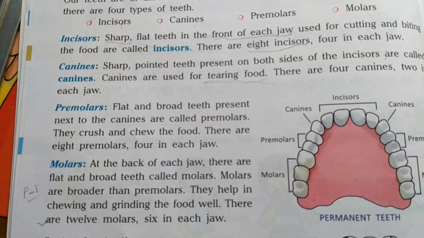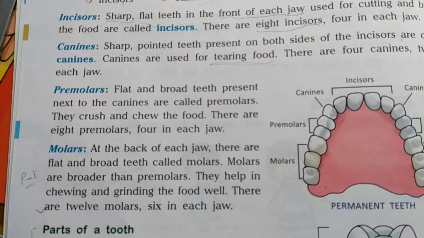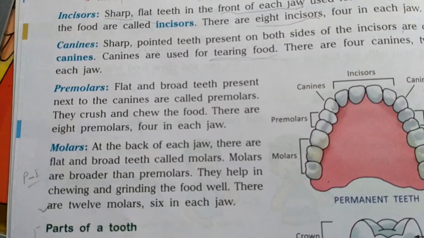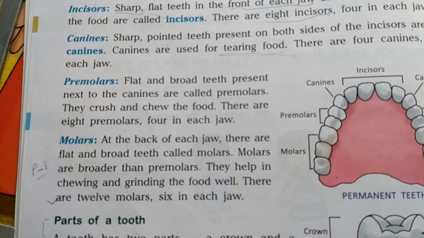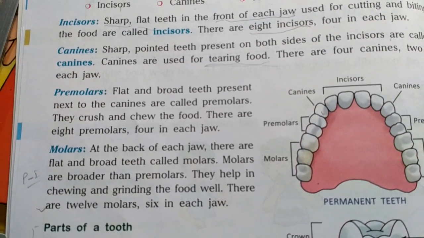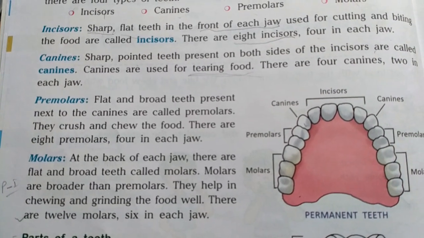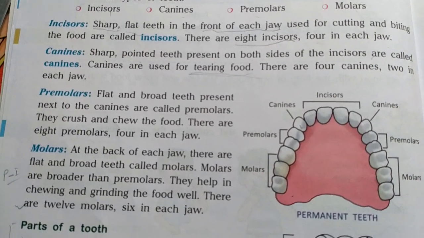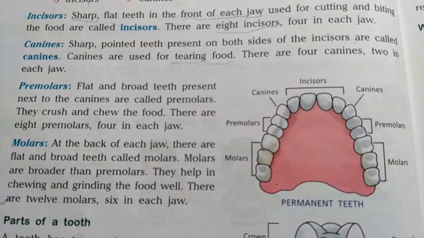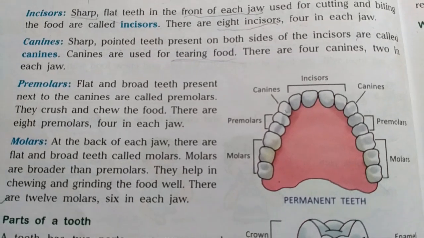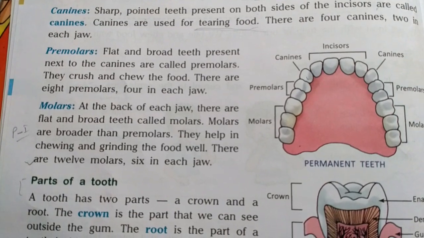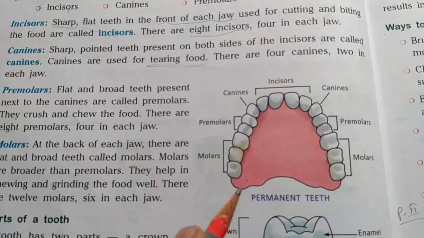Premolars are flat and broad teeth present next to the canines. What is their shape? They are flat and broad. They are not narrow, not pointed, and not very sharp. Broad means the tooth is flat and wide. They are the flat and broad teeth situated next to the canines.